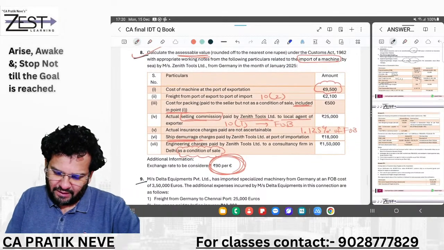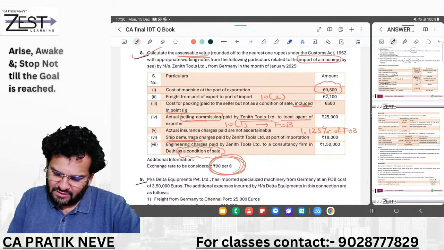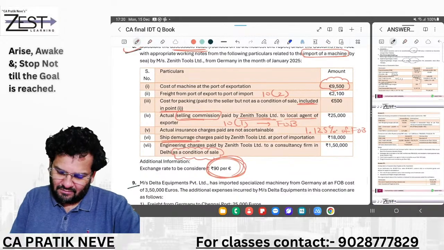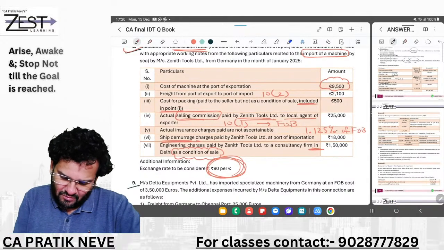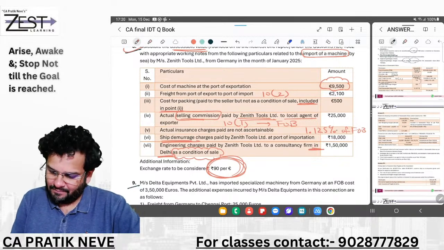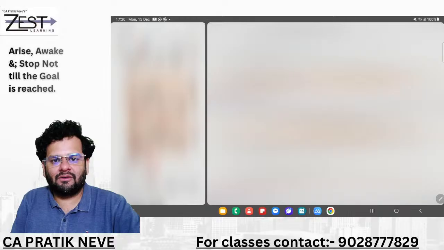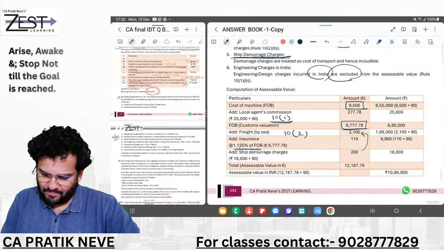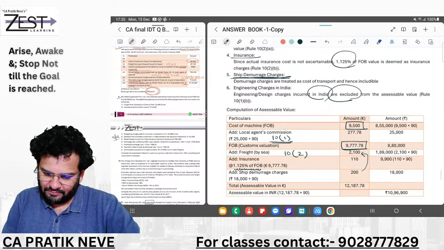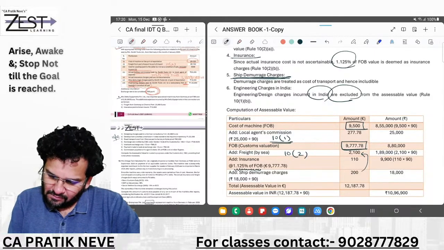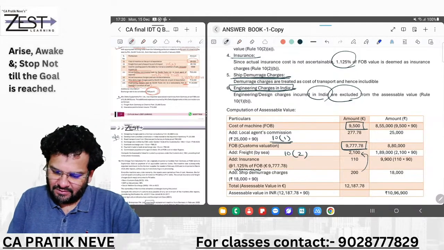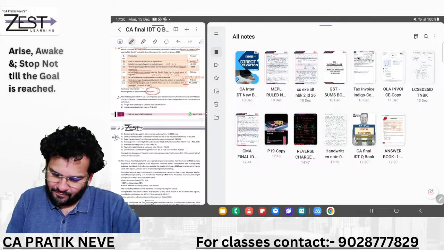Engineering charges paid by Zenith Tools Limited to a consultancy firm in Delhi as a condition of sale, but since they were incurred in India, we are neglecting it. Okay, so can we go ahead and do the solution? Are you ready? Yes, we are ready, sir. Let's start.